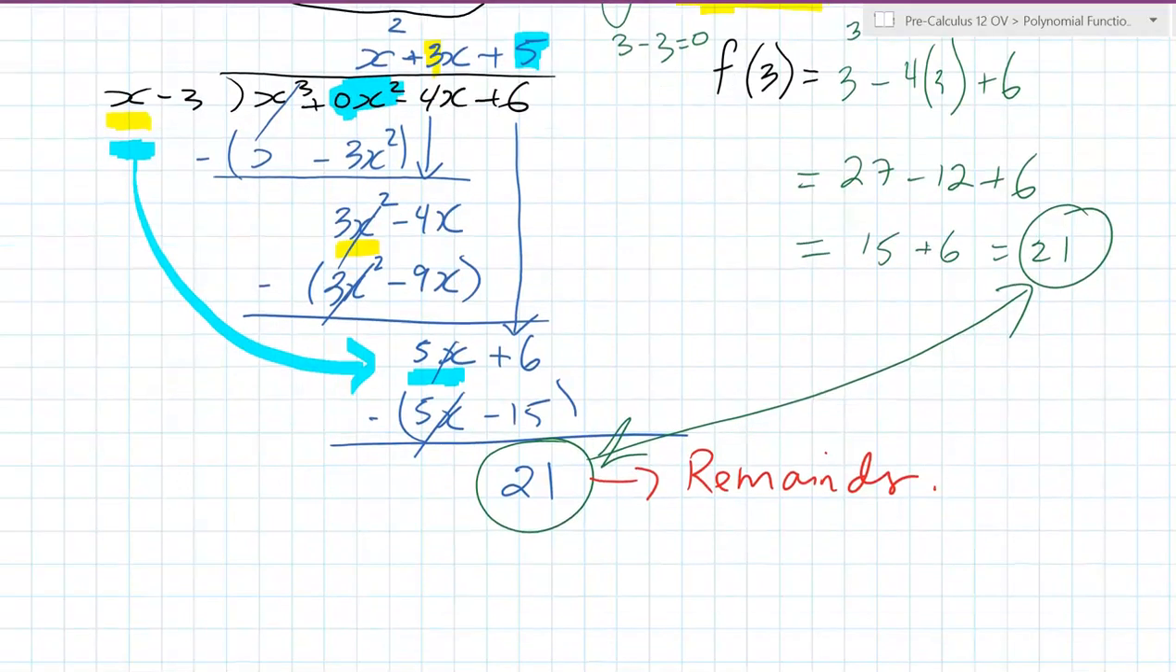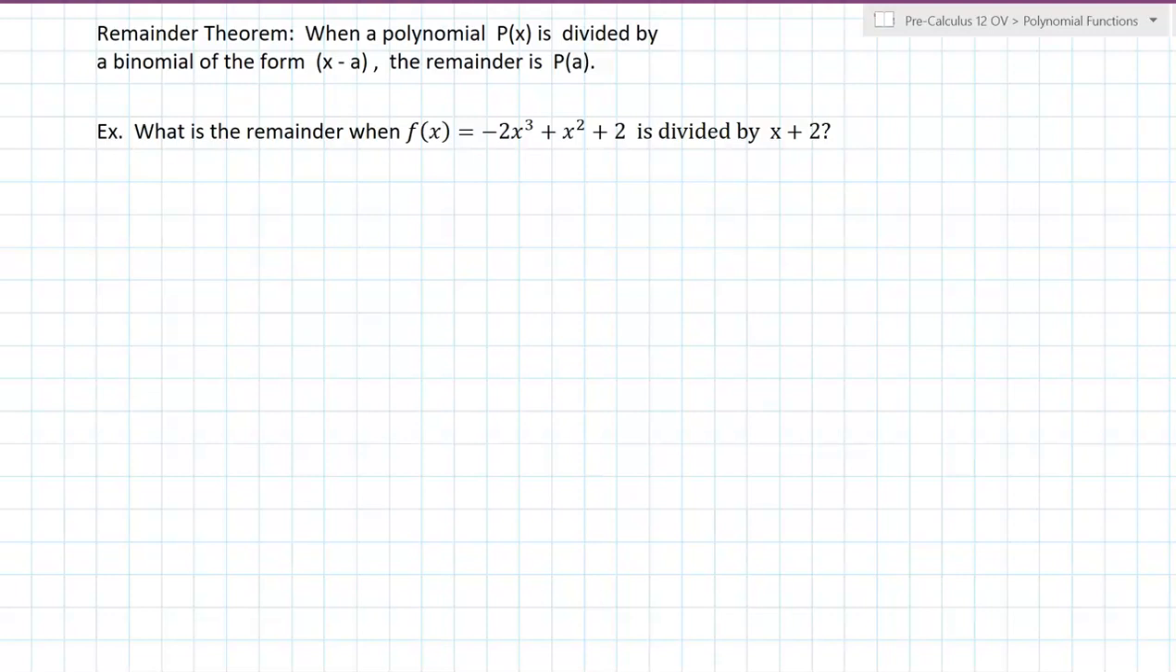Now that we know that, let's write up the remainder theorem. Here's the remainder theorem. When a polynomial p of x is divided by a binomial of the form x minus a, that's your x minus a right there, and that's the polynomial p of x that we have, then the remainder will be p of a. It's very important to understand that piece of it. Remember, you're taking the a, not the negative a, just the a.